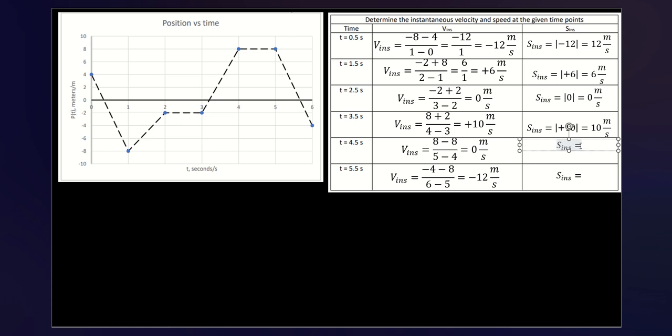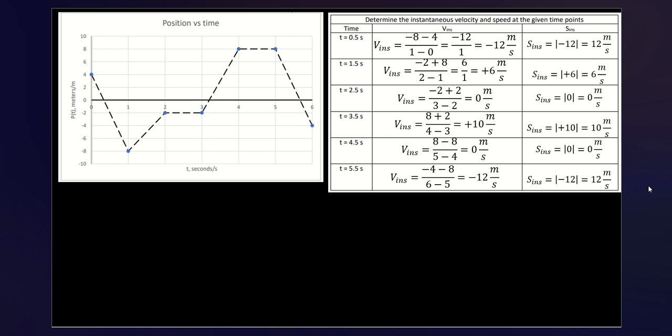For time 4.5 seconds, we again had an instantaneous velocity of 0, which just gets us to an instantaneous speed of 0 meters per second. And finally, with an instantaneous velocity of negative 12 meters per second at time 5.5 seconds, the instantaneous speed would just be 12 meters per second. So effectively removing that positive or negative direction sign as we went from instantaneous velocity to instantaneous speed.